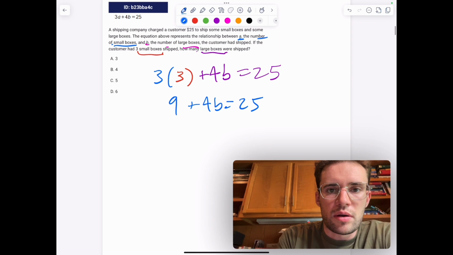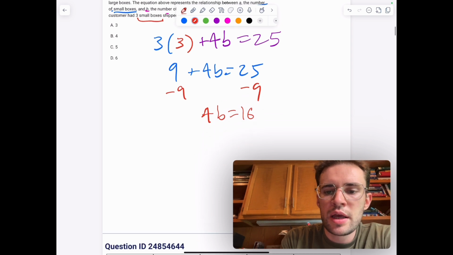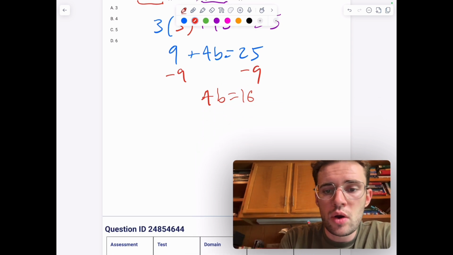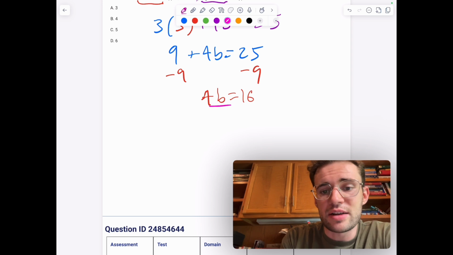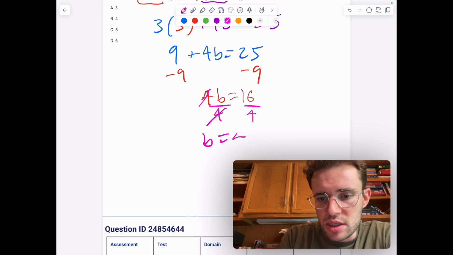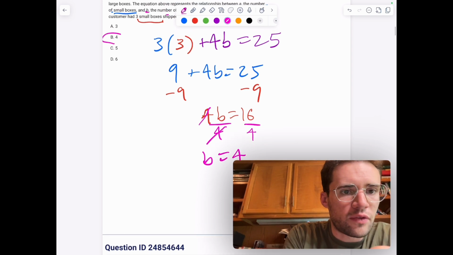And now to solve for B, we're just going to get our B's alone by subtracting 9 from both sides. That means 4B is equal to 16. Now from there, you could just think what times 4 makes 16, so B is going to be 4. Or if you prefer, the opposite of times 4 would be divide by 4. So B will be 16 over 4, which is 4. So we got 4 small ones.